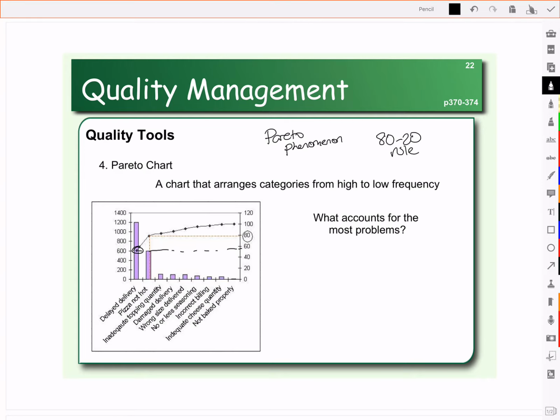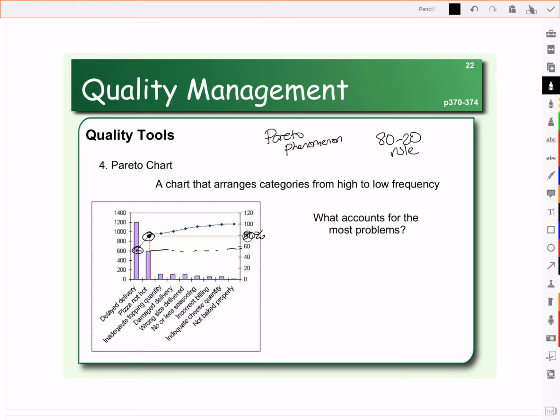If we add to that the pizza not being hot, so we add the 600 complaints about pizza not being hot, the two combined, delayed delivery and pizza not being hot, is 80% of the complaints. So if we focus on just fixing those two things, delayed delivery and pizza not being hot, we will have dealt with 80% of the problems that our business has. So we're going to focus our attention on delayed delivery and pizza not being hot.